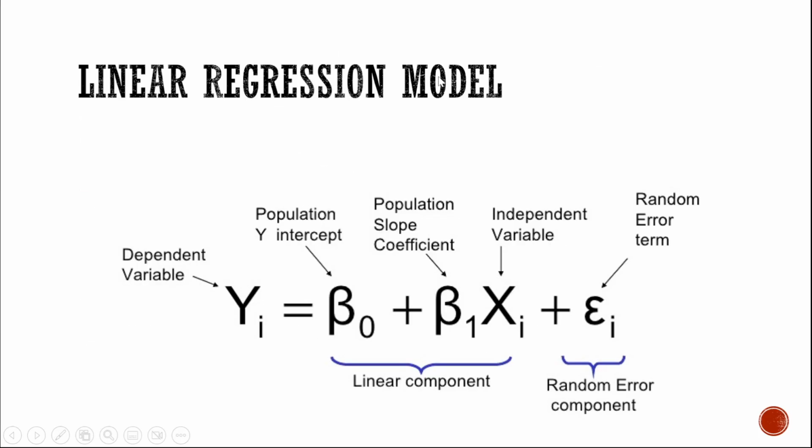So the linear regression model, to further explain the model from a while ago: your y is the dependent variable, your beta 0 is the population y-intercept, your beta 1 is the population slope coefficient, and your x is the independent variable. These two, beta 0 plus beta 1 times x, are the linear component, while you would also put a space for the random error term, plus epsilon i, the random error component.